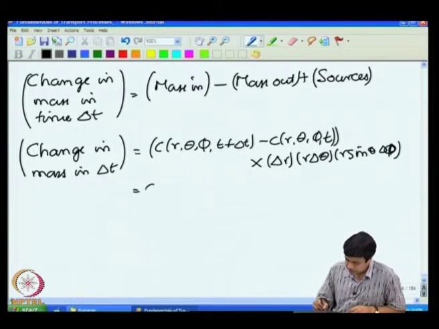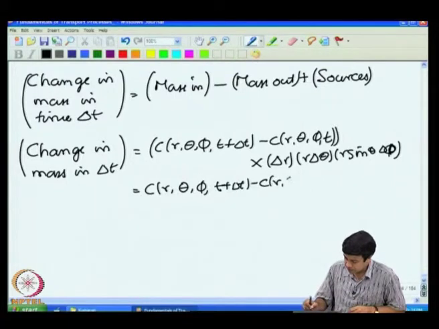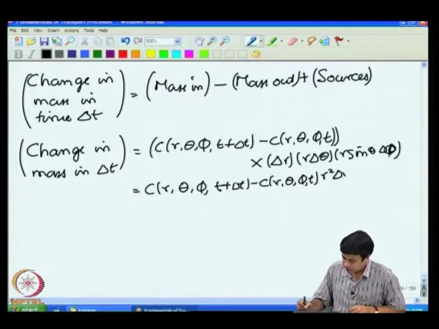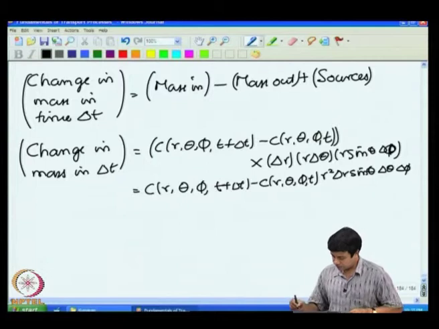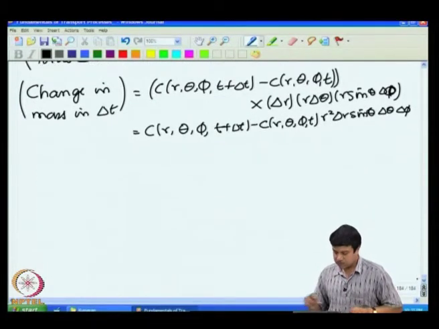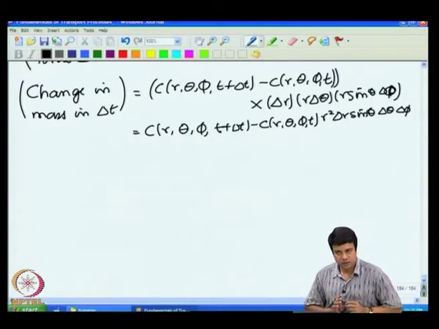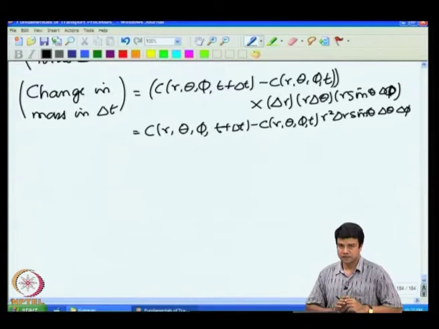which is equal to c at r, theta, phi, t plus delta t, minus c at r, theta, phi, t, times r square delta r sin theta delta phi. So, this is the change in mass within that differential volume. This is going to be equal to the sum of mass coming in from the bounding surfaces, and the mass going out, leaving at the bounding surfaces.